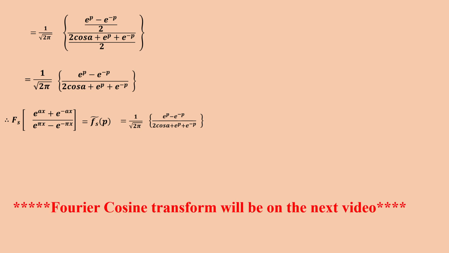Next we are going to find the Fourier cosine transform of (e^(ax) + e^(-ax)) / (e^(πx) - e^(-πx)). We will see that in the next video. Because of the length of the video, I am splitting it into two videos. So in the next video we will see the Fourier cosine transform.